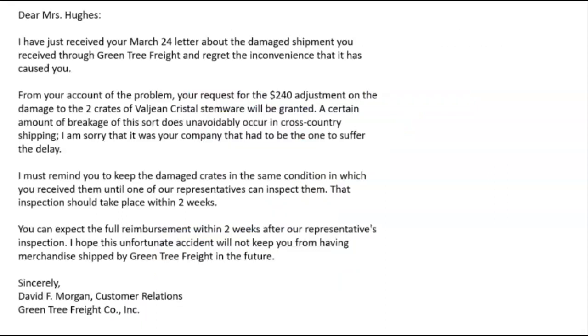Let's take a look at this example together. Here, right away in the opening paragraph, we have the customer service representative referring to the date of the customer's correspondence. So he's indicating that he's received the letter about the damaged shipment and acknowledging the inconvenience that it has caused the customer. Offering this kind of buffer lets the customer know that the company sympathizes with the reader.